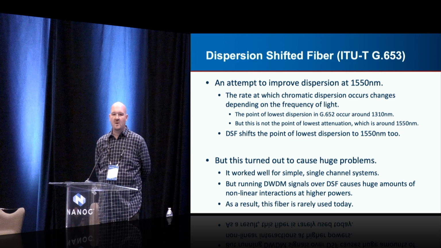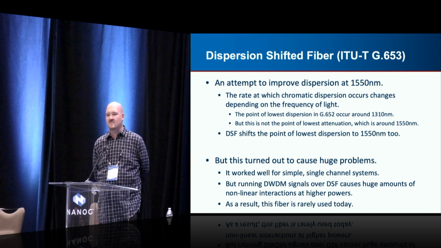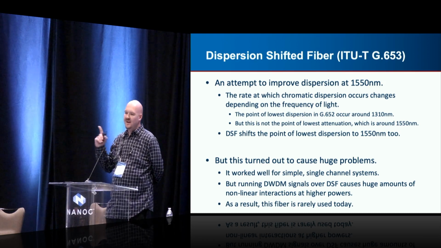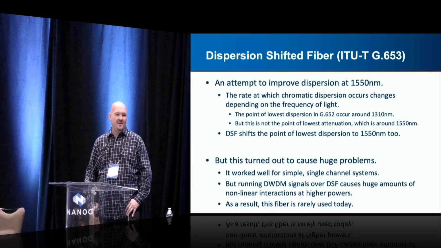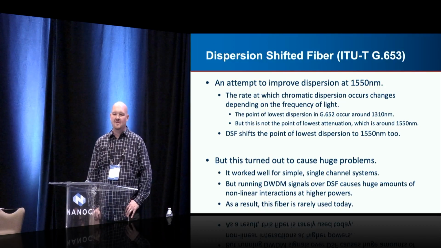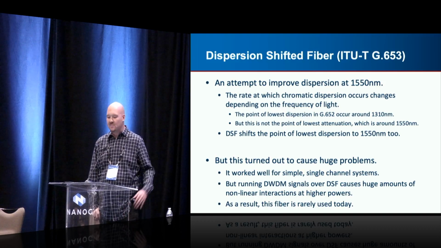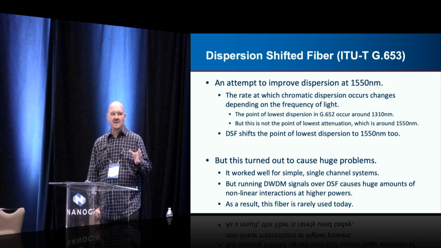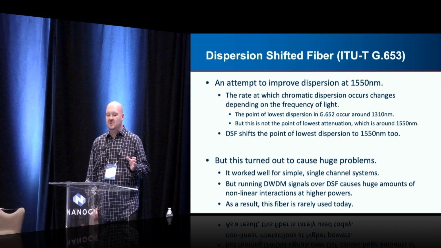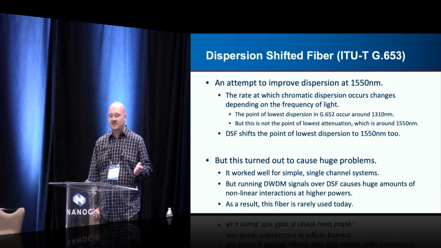And it works well on a single channel system. So if all you ever want to do is put one carrier across a fiber, great. And then they created DWDM, and then they realized, oh crap, this is a real problem. Because what happens when you do this with many different carriers is you create huge nonlinear interactions.